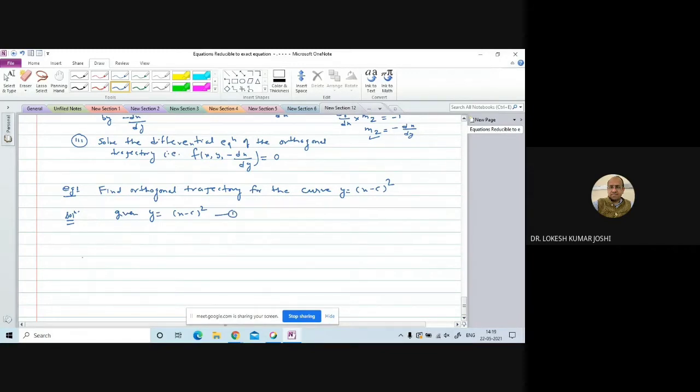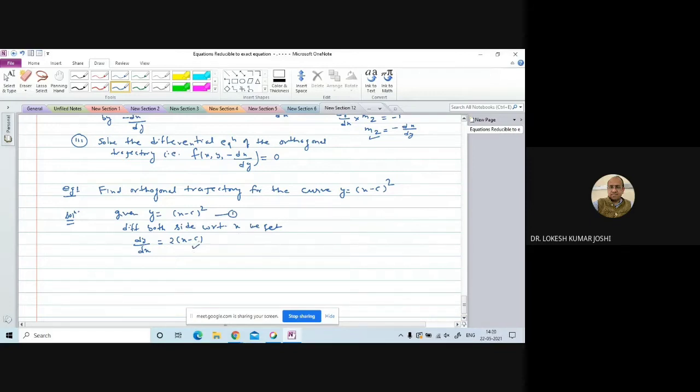Step 1 is to differentiate the function with respect to x. Differentiate both sides with respect to x. We get dy/dx = 2(x - c). Now you remember step 1. In step 1, we have to differentiate the equation with respect to x, and we must eliminate this arbitrary constant c.